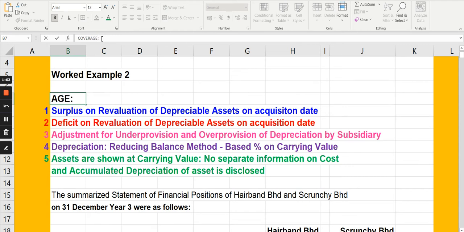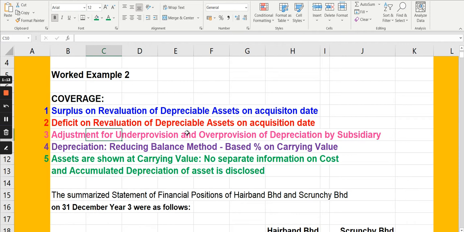The first one I'm going to cover: how do we treat the surplus on revaluation of depreciable assets of the subsidiary on the acquisition date, and the deficit on revaluation as well of the depreciable assets of the subsidiary on acquisition date. This is the initial revaluation for the subsidiary that is accounted by the parent, since the subsidiary has not adjusted for the surplus and deficit.